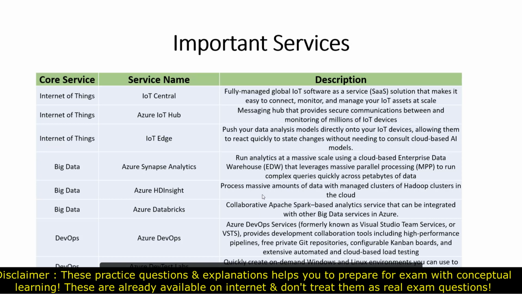So in this, IoT Hub is the important one, a messaging hub that provides secure communication between and monitoring of millions of IoT devices. How do these IoT devices work and what exactly are these? Nowadays, we have smart devices, right? The television, the bulb, and the Alexa. These are the smart devices. How does it work? It works on the basis of sensors, and these are examples of IoT devices.